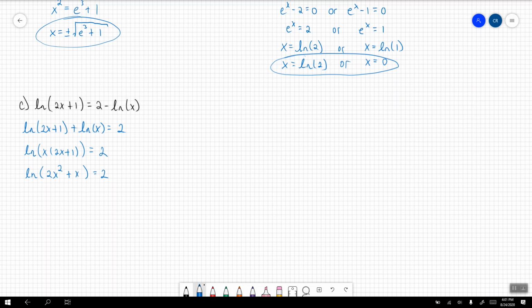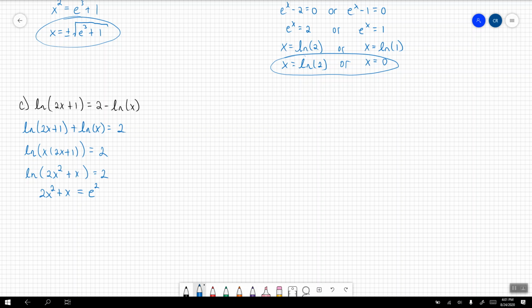And we are going to continue to solve. So let's go ahead and eliminate this logarithm by using that definition for logarithms. What we're going to do is interpret this logarithm as an exponential, which means that we're going to have 2x squared plus x is equal to e to the power of 2. Looking pretty good. Now I have to try to solve this.